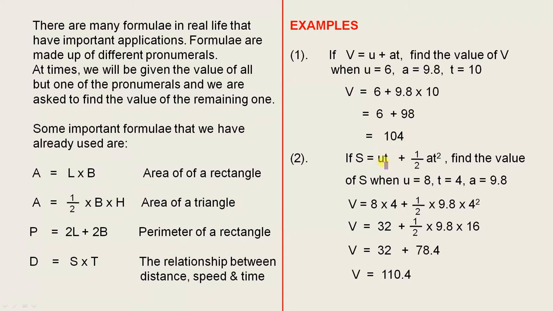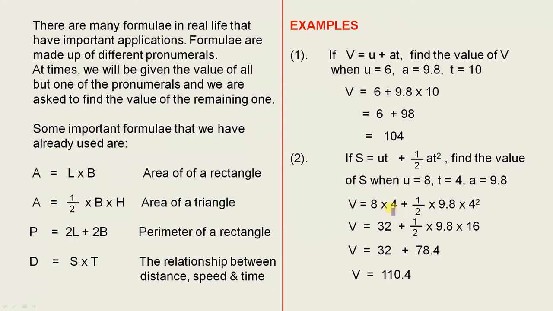Number 2, S equals UT plus half AT squared. This is another very famous equation. Again, you'll meet it later on in your schooling. Find the value of S when U equals 8, T equals 4, and A equals 9.8. So we've substituted all those values into the equation.